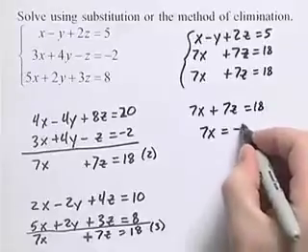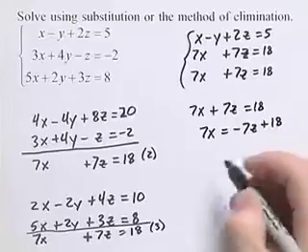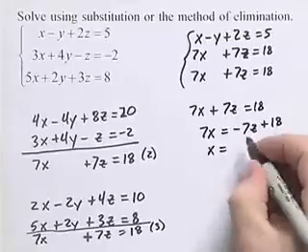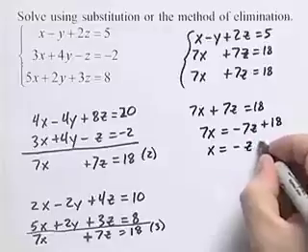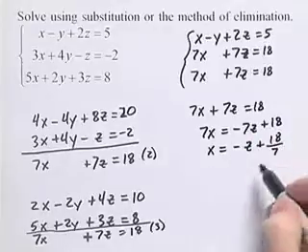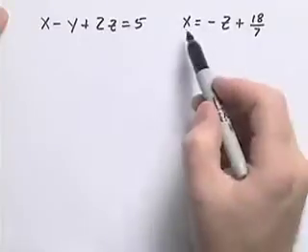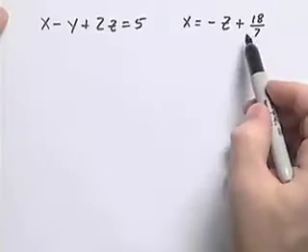7x equals negative 7z plus 18. We're going to divide both sides by 7, so we'll have x is equal to negative z plus 18 sevenths. We've expressed x in terms of z. Now we need to get y in terms of z to complete our solution. Here we've rewritten our first equation, and here we have x solved in terms of z.